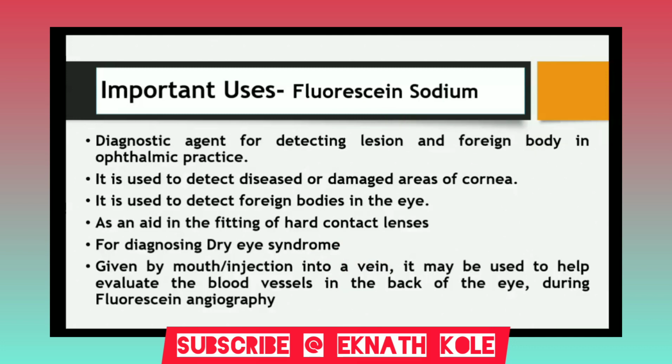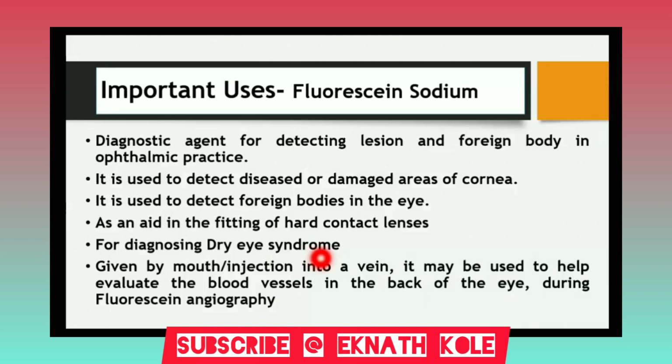Then the last one is the important uses of fluorescein sodium. What are the important uses of fluorescein sodium? It will be used as a diagnostic agent for the detection of lesions and foreign bodies in ophthalmic practice. It is used to detect diseased or damaged areas of the cornea, to detect foreign bodies in the eyes, to aid in the fitting of hard contact lenses, and also for diagnosis of dry eye syndrome.